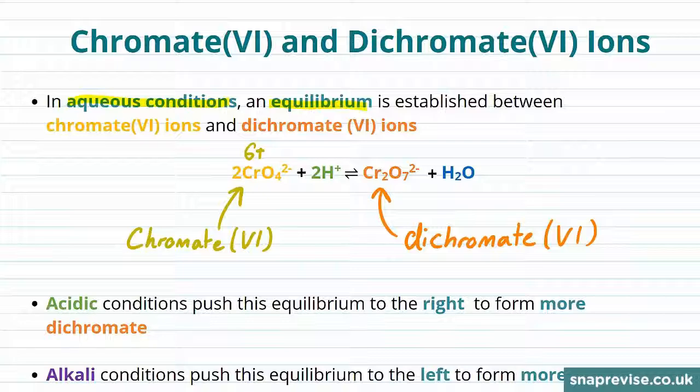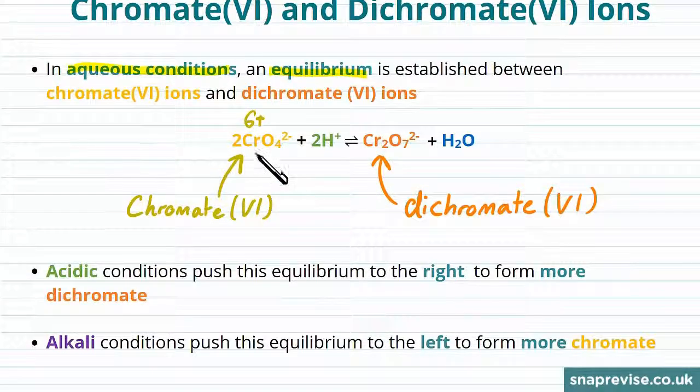The conditions that this equilibrium exists in dictate whether it's going to lie to the left or to the right. So if we have acidic conditions, which means that we have lots of H+ ions, then this equilibrium is going to move away from the left side towards the right side and form more of the dichromate. So if we made a solution more acidic, we'd expect to see it get more orange because the dichromate ions are orange.